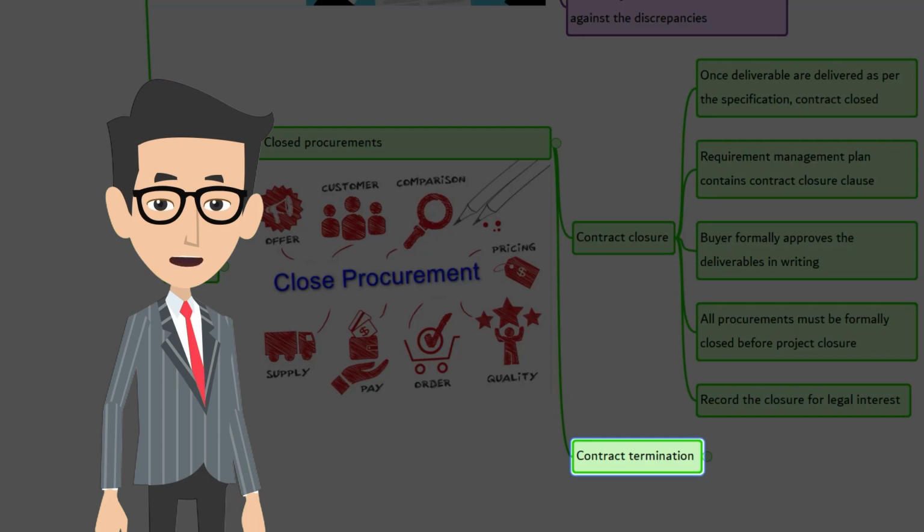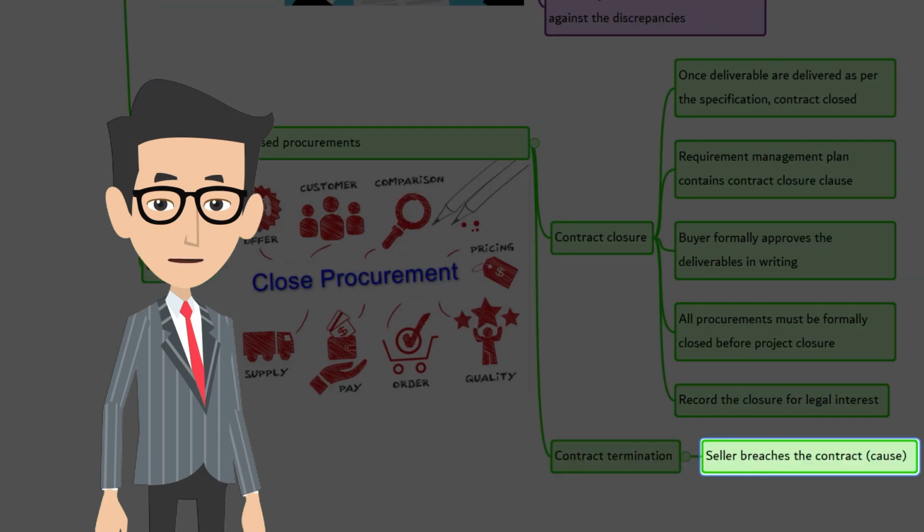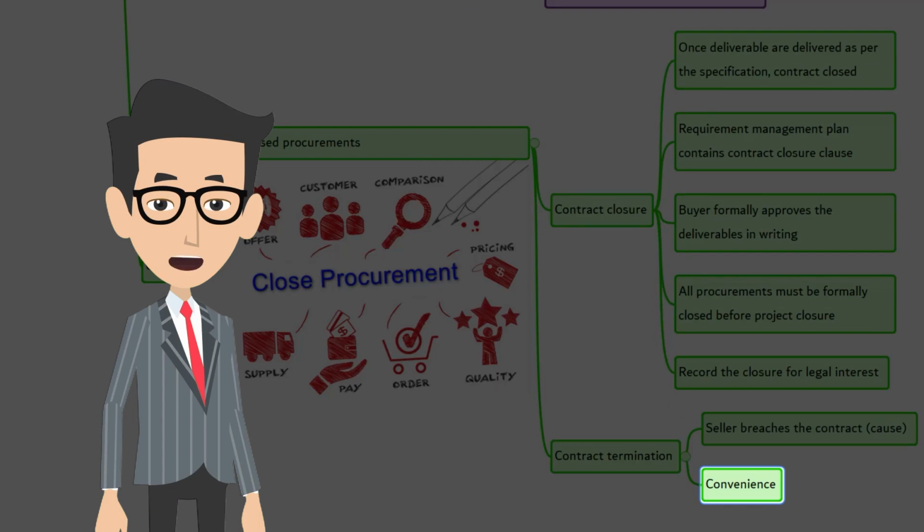Let's look at some of the scenarios. Seller breaches the contract, which is also called cause. There may be occasions when the seller breaches the contract, that is, does not perform according to the contract. Due to this cause, the buyer may terminate the contract. Convenience: the contract can be terminated if the deliverables are no longer wanted for the project. This is called termination for convenience.